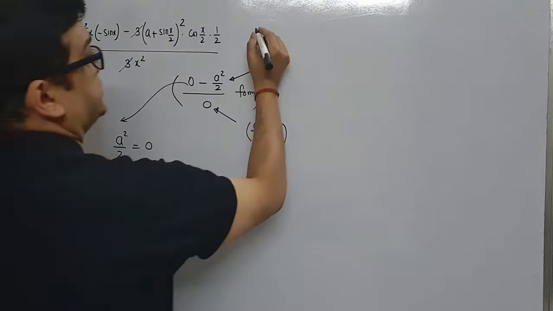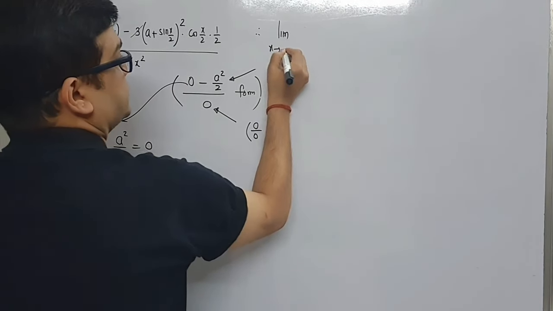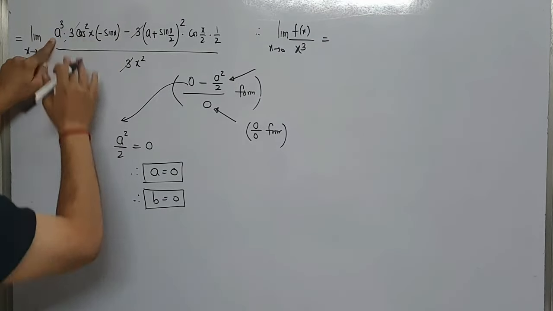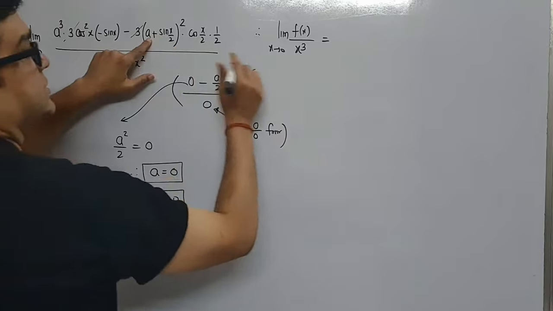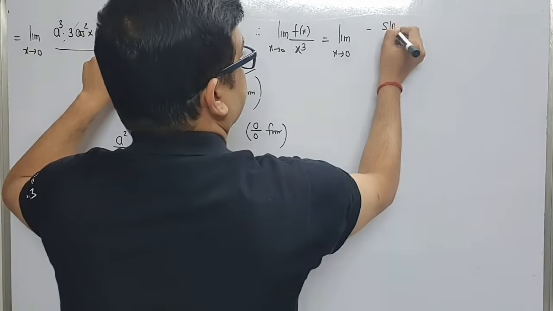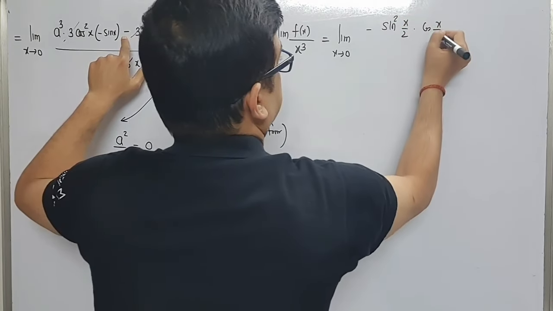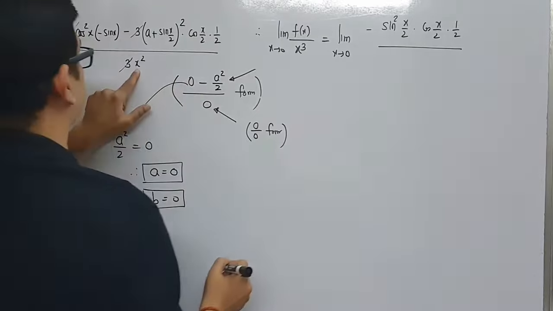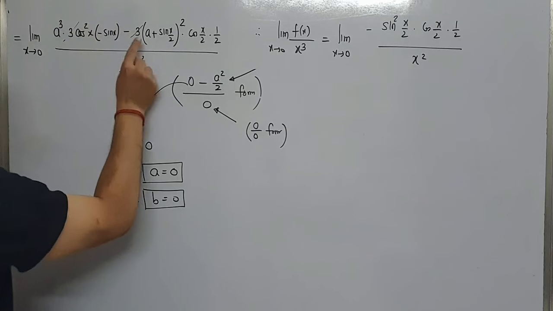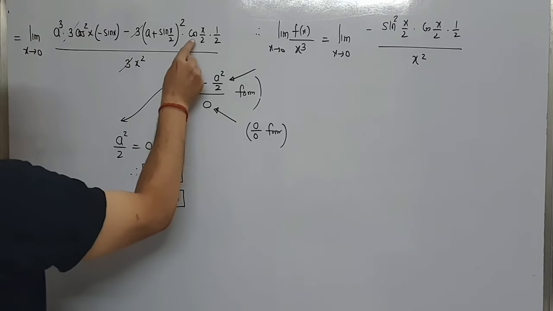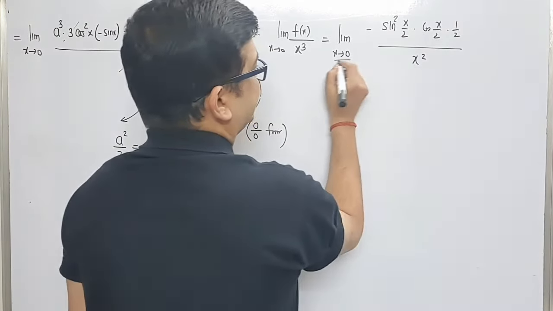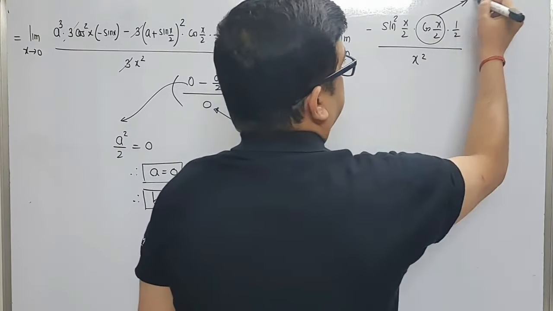Alright, so this here I'll substitute. So limit x tends to 0, f(x) upon x cube. This limit is here, a is 0, so this term is gone. A is 0 here, so this is sine square x by 2 cos x by 2 into 1 by 2 divide by x square, right? If I put a equal to 0, so this term is gone. A equal to 0, this will be sine square x by 2 cos x by 2 into 1 by 2, right? Now when x is tending to 0, this will be 1, right?